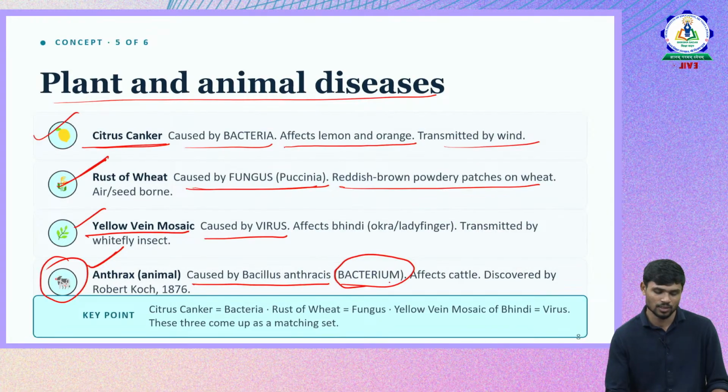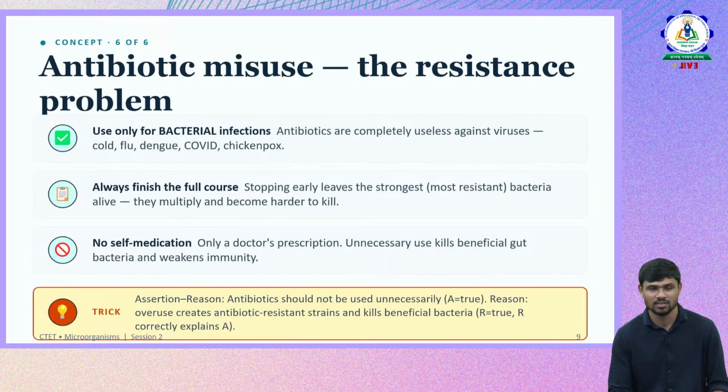So these are a few facts and statements that we need to remember: the causative organism, what it causes, and whether it affects a plant or an animal. We should remember all this. There is not much concept to be discussed here, just remembering the microbes and the diseases that they cause. Then antibiotic misuse, this is related to health. It's not so important here.